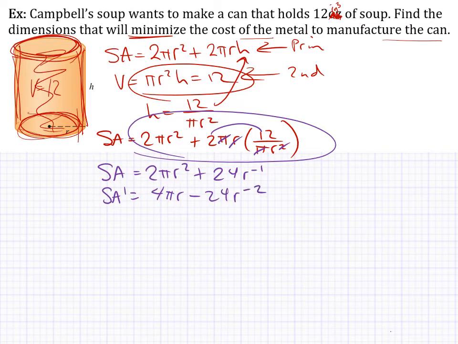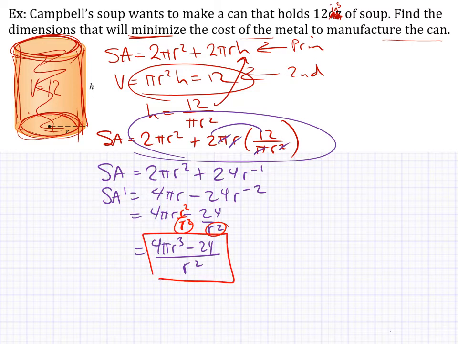Being r to the negative 2, we're going to rewrite this as 4 pi r minus 24 over r squared. I can bring this together as a single fraction, in which I'm going to get 4 pi r cubed minus 24 all over r squared. And all I did there was multiply this by r squared over r squared so that the denominators were the same. So this is our derivative. When is that derivative going to equal 0? When is that derivative going to not exist?